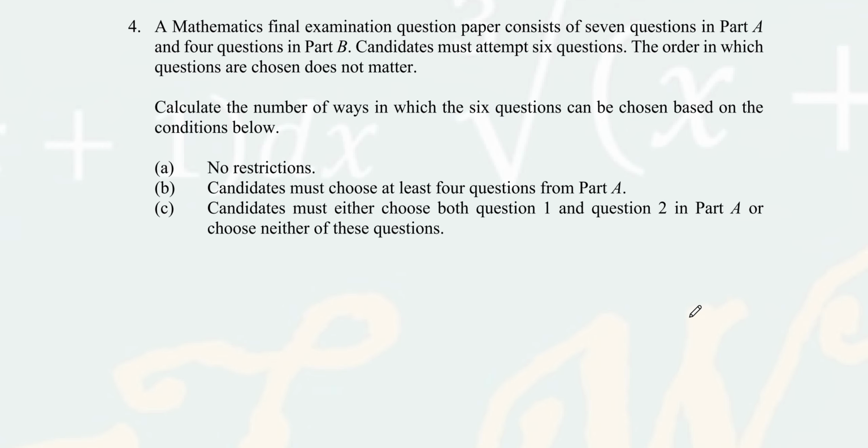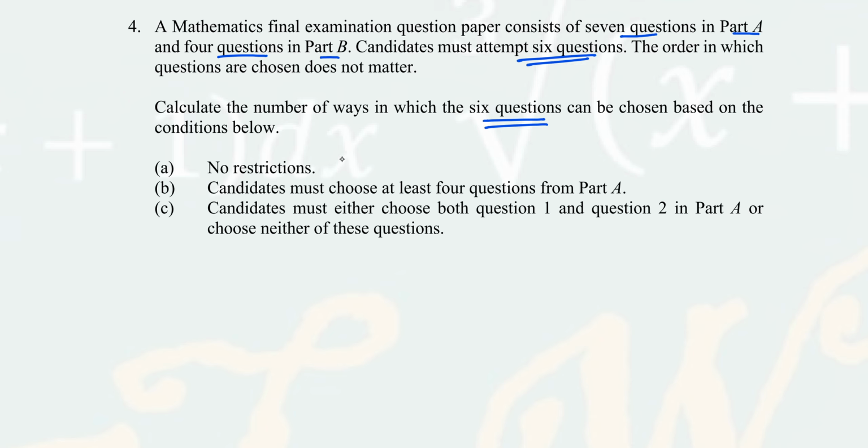Alright, now next question number 4. A mathematics final exam question paper consists of 7 questions in part A and 4 questions in part B. Candidates must attempt 6 questions. The order in which the questions are chosen does not matter, meaning that you can choose any questions in any order. Calculate the number of ways in which these 6 questions can be chosen based on the conditions below.